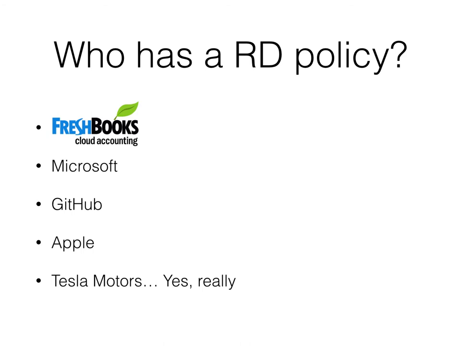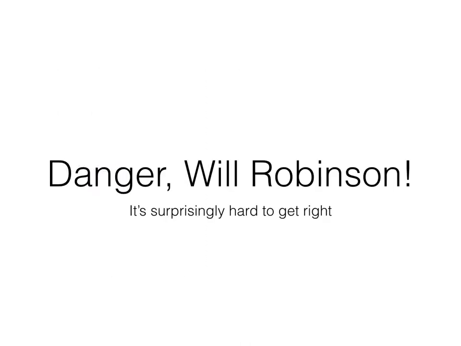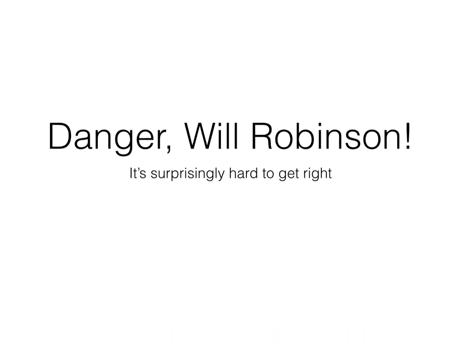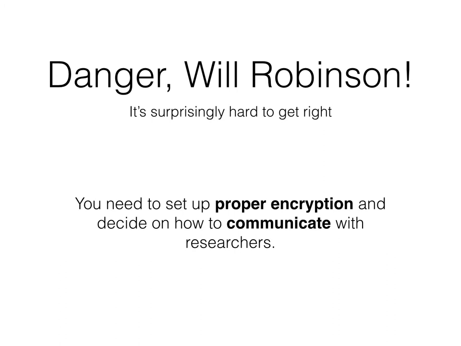And that's because it lets major companies with lots and lots of users have the one person, that signal, get through all the noise of that customer support and really tell you about the stuff quickly so you can make decisive action. And it lets anyone tell you about it. But unfortunately, it's surprisingly difficult to get right. And that's because you need to set up proper encryption and decide how you want to communicate with researchers.